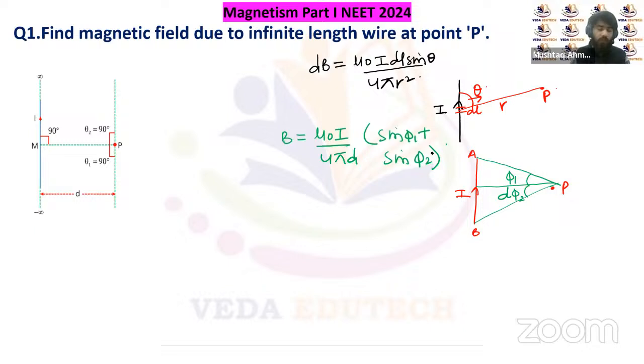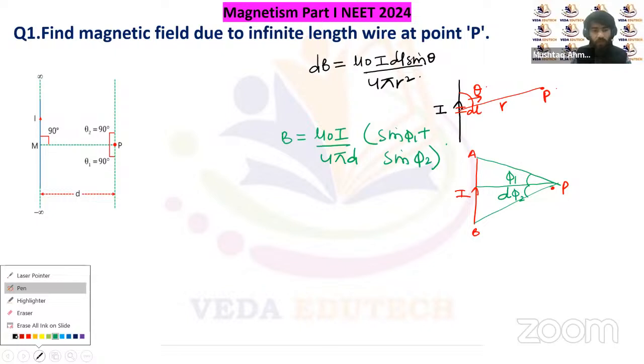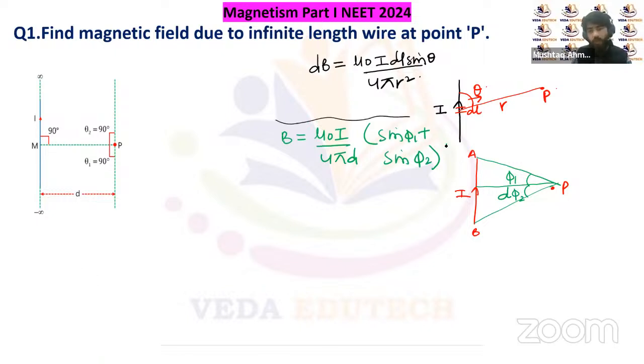This is a very important equation to remember with respect to your exams. For a finite current carrying wire, the magnetic field at a given point P is mu naught I upon 4 pi d times sine of phi 1 plus sine of phi 2, where phi 1 is the angle made by point A with point P, and phi 2 is the angle made by point B with point P. These are the two angles, phi 1 and phi 2. This is the equation for the magnetic field due to a finite current carrying wire.